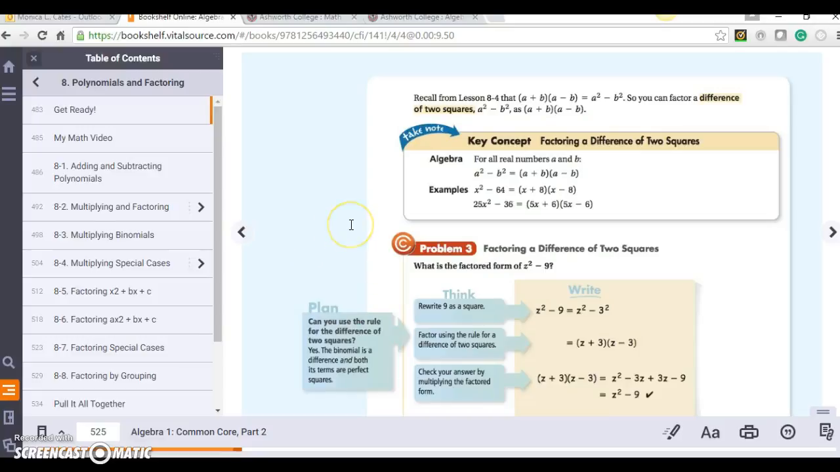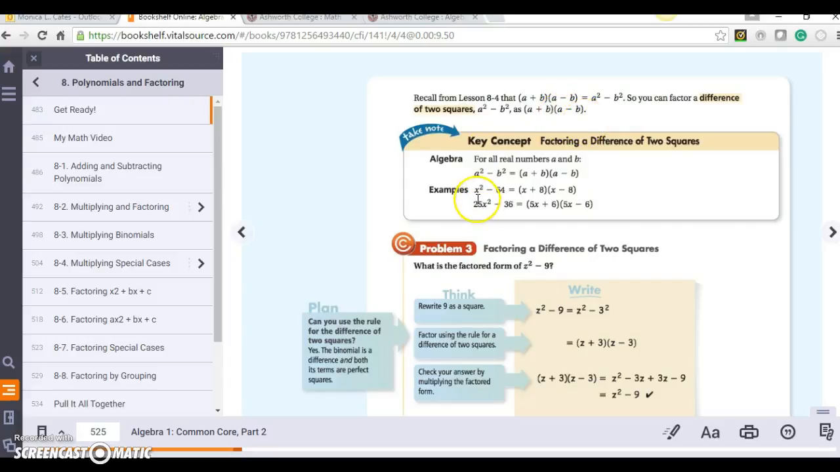Okay, now we're still looking at lesson 8-7, special cases, and this is one of my favorites. It's called difference of two squares. So recall from lesson 8-4 that (a plus b) times (a minus b) equals a squared minus b squared. And you can go through and do the math if you want. And so we can use the reverse of this and know that a squared minus b squared gives us (a plus b) times (a minus b).